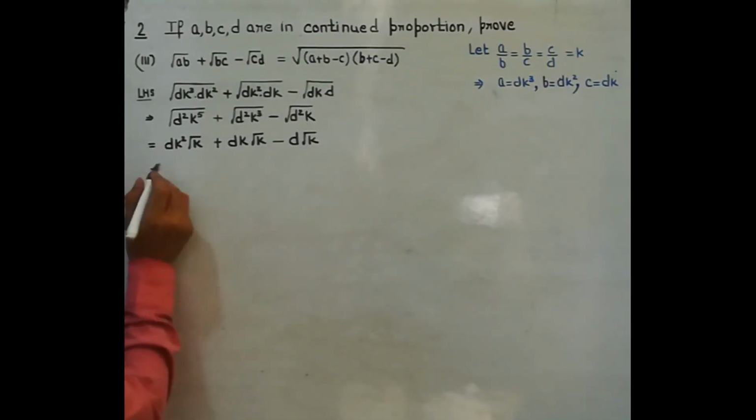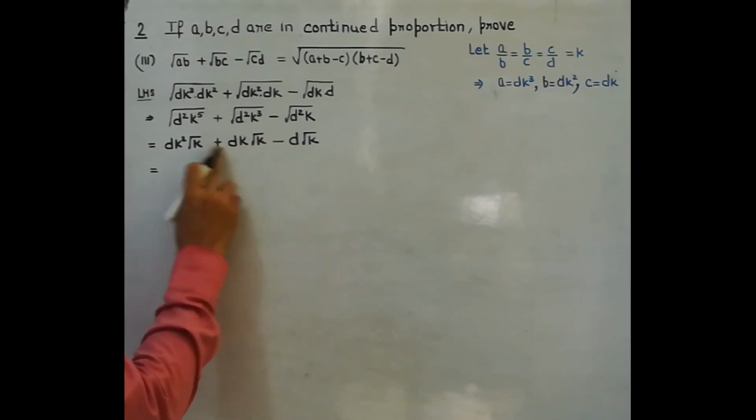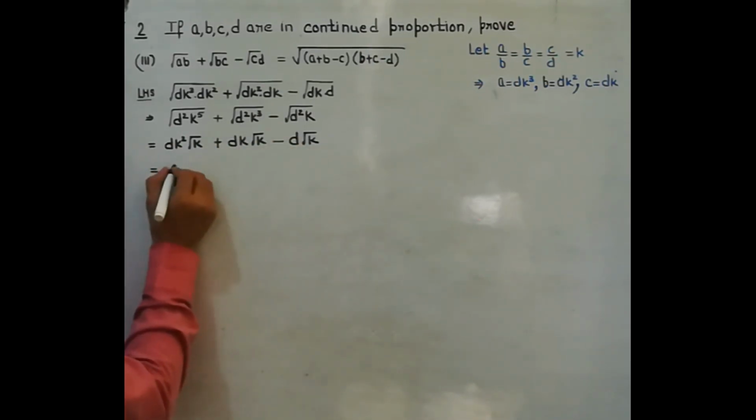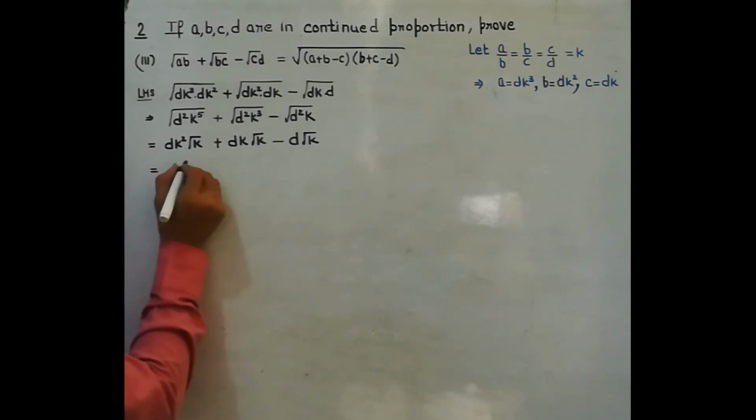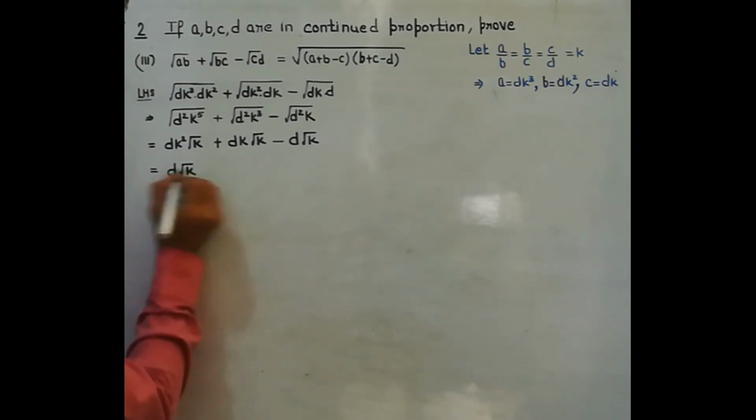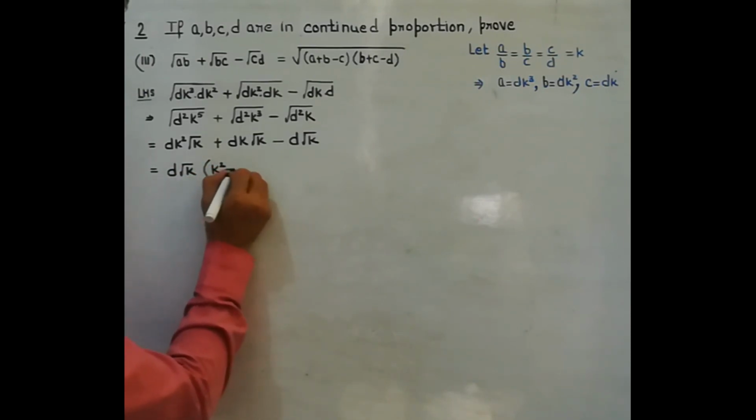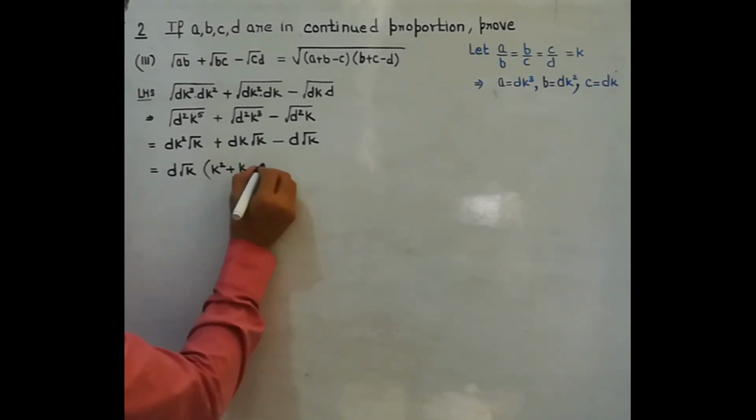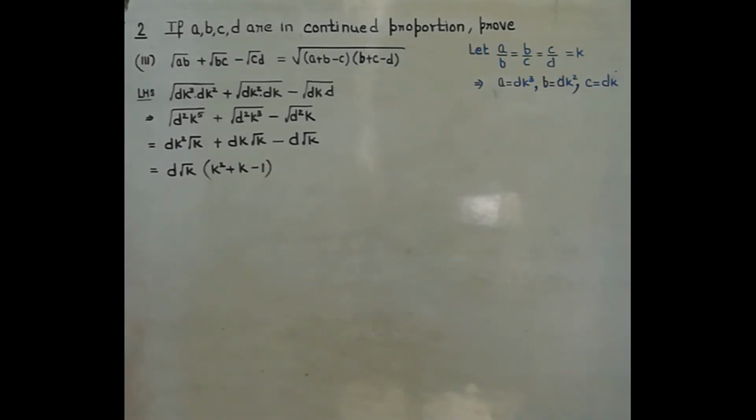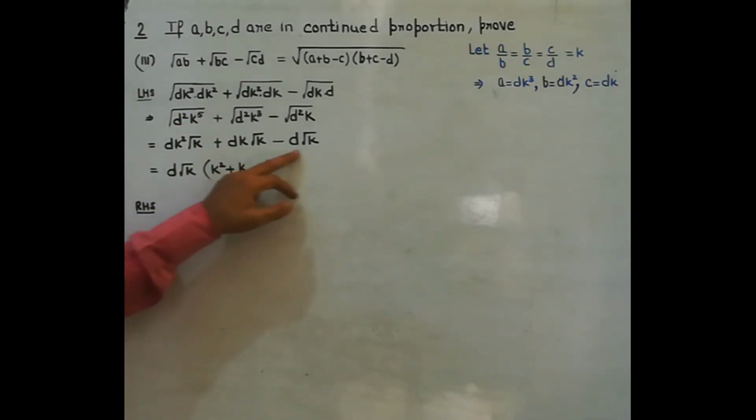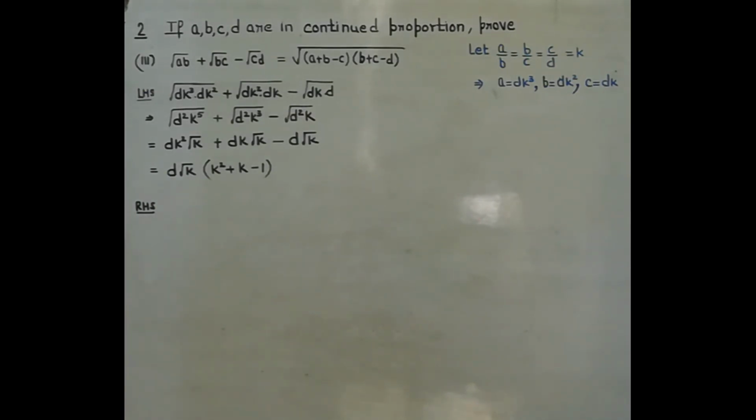Now what is common from here? You see, d is common, root k is common. So we are taking d root k common. So you are left with k square plus k minus 1. So on solving the left hand side, this is our result. Now let's solve for right hand side. Hope this is clear to you. Now d root k has been taken common, so you are left with this.